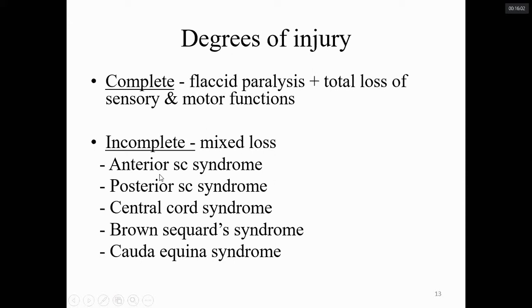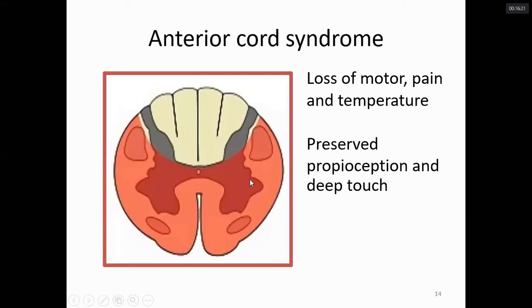For incomplete injury, it could be in the form of anterior cord syndrome, posterior cord syndrome, central cord syndrome, Brown-Sequard syndrome, and cauda equina. These are the subtypes of incomplete lesions. So let's talk about anterior cord syndrome. For knowing this type of syndrome, you should know the tracts, like the corticospinal tract and spinothalamic tract, which are the ascending tracts and which are the descending tracts. If you know the tracts, then you can easily identify what type of lesion it is.